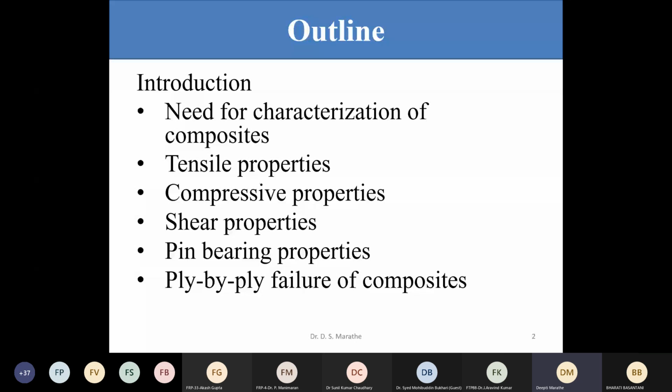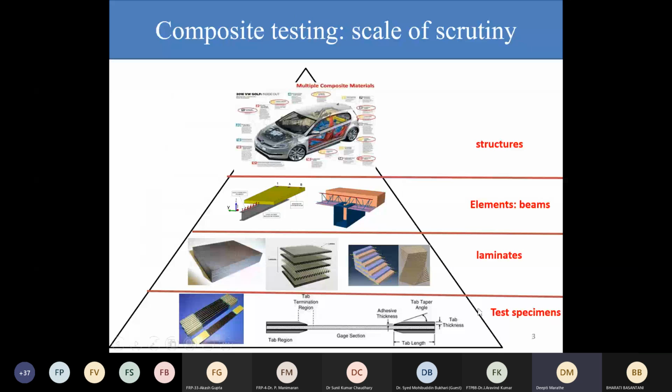Now, again, I will go back to my scale of scrutiny, and see how I am going to actually do the testing. The first zone over here is making of laminas and converting them into test specimens, or making of laminates and converting them into test specimens and then trying to find out their properties. When I make a laminate out of it, I test the laminate for certain properties. Now, when I know the properties of this particular laminate, I try to make some structural elements out of that laminate.